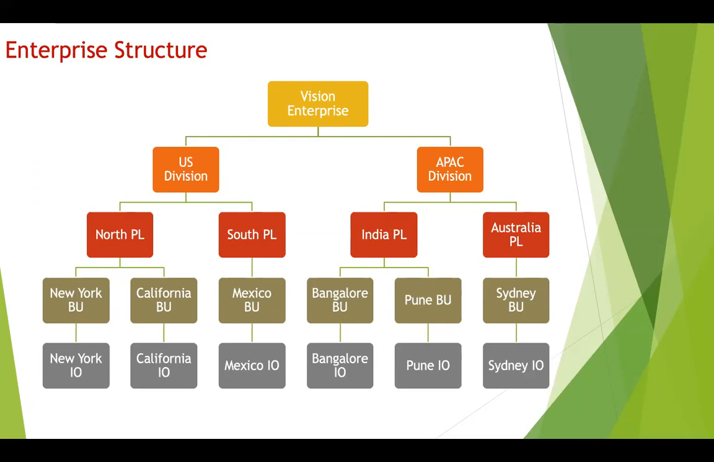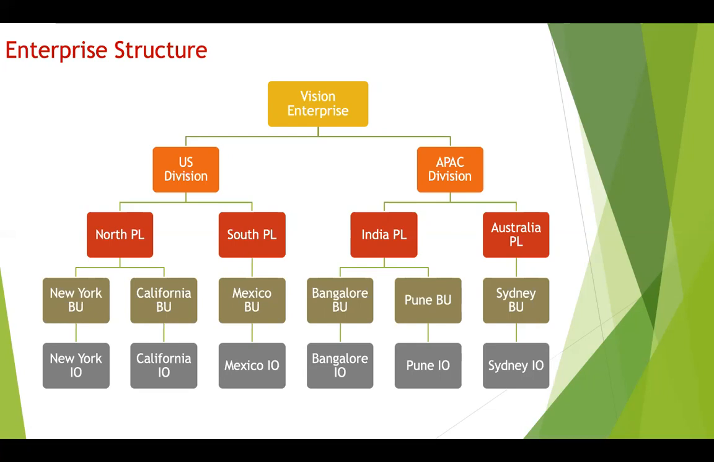If you see North PL, it's nothing but your North America primary ledger, and South America primary ledger. Similarly for the APAC division, there are two countries basically covered under one division, so that it provides the advantage to higher management to look at performance at the division level as well as the region level.